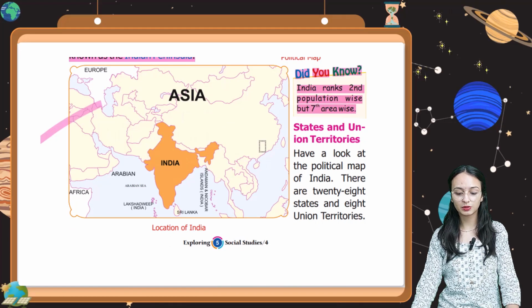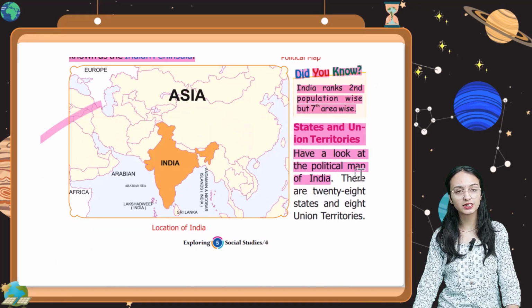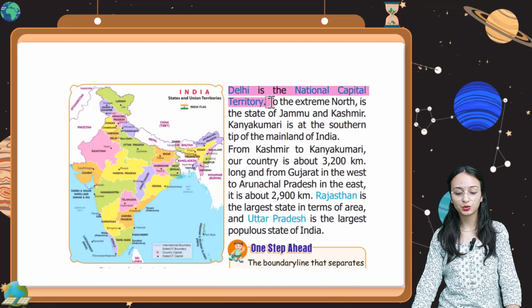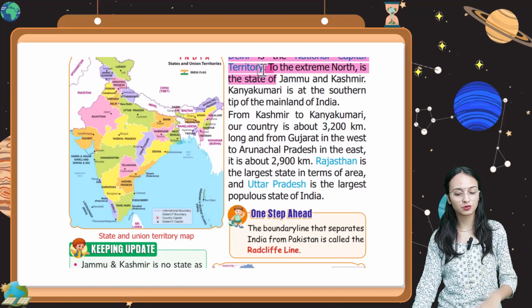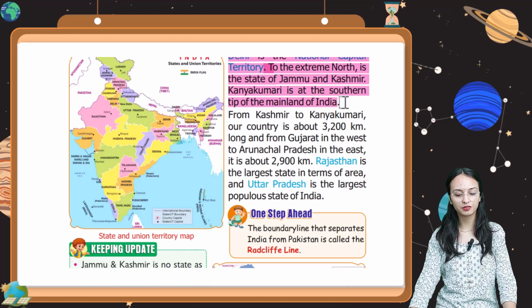Now we'll read about states and union territories. Have a look at the political map of India. We just saw the political map of India here. There are 28 states and 8 union territories. Delhi is the national capital territory. To the extreme north, like in the top north, we have the state of Jammu Kashmir. Kanyakumari is at the southern tip of the mainland of India.